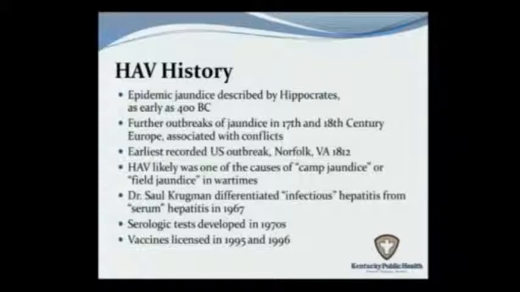And in 1967, Dr. Saul Krugman differentiated infectious hepatitis from serum hepatitis, which is on that first slide that we talked about. And serologic tests were developed in the 1970s, and then vaccines were licensed in 1995 and 1996 for HAV.